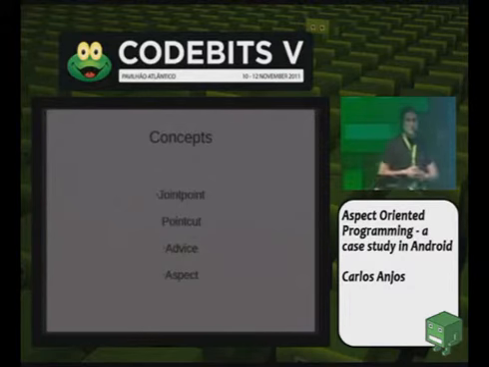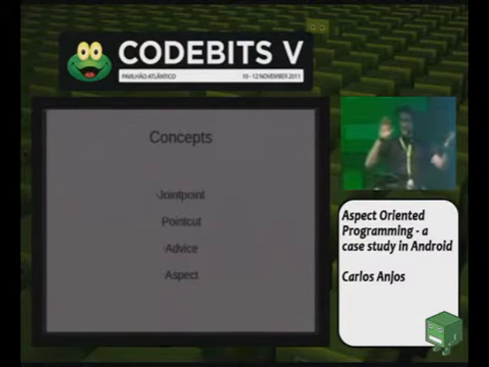Or if you're coming from a shell background, you can think of the pointcut as your regular expression and the join points as the things that get matched. So you can think of these concepts like this.